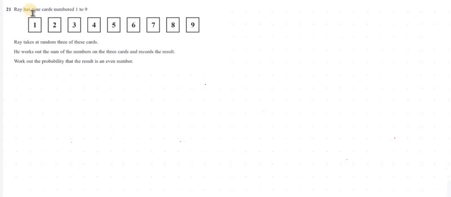Ray has 9 cards numbered 1 to 9. Ray takes at random 3 of these cards. He works out the sum of the numbers on the 3 cards and records the result. Work out the probability that the result is an even number.